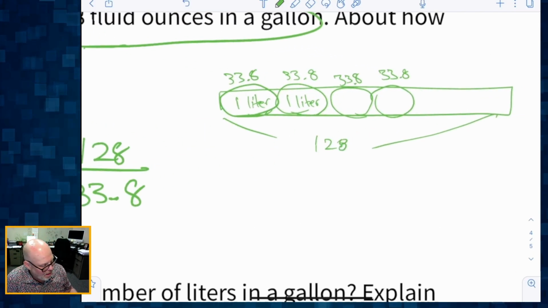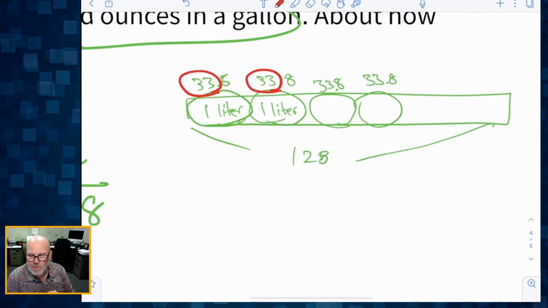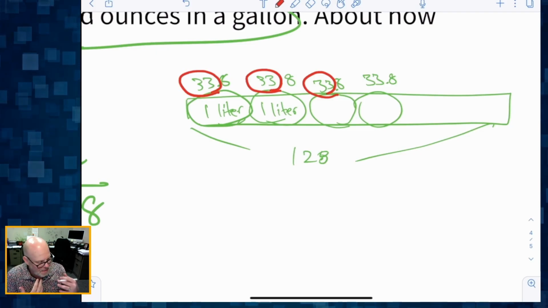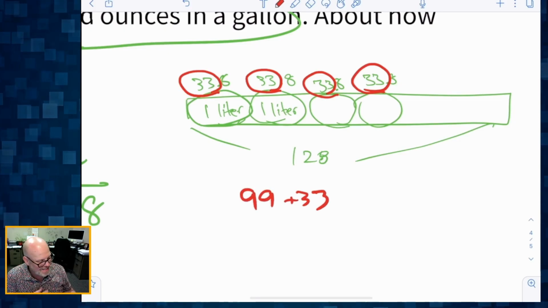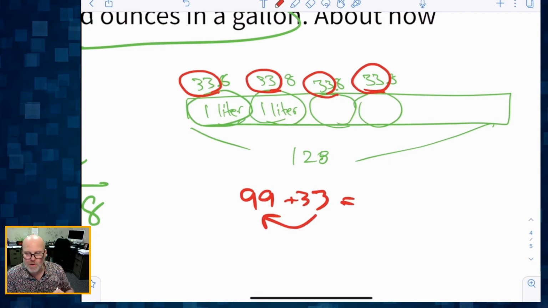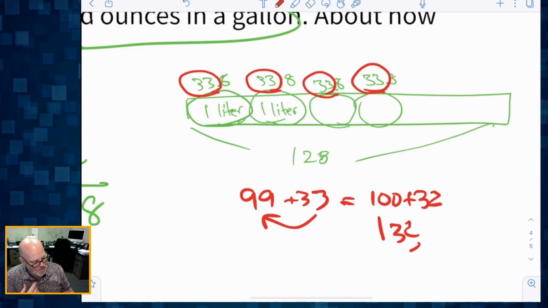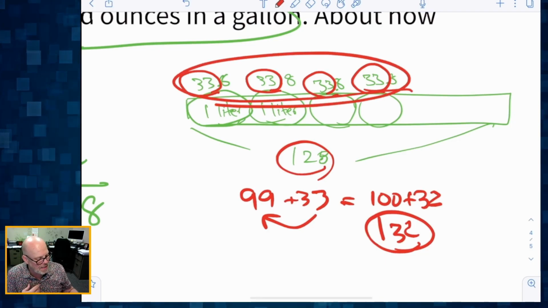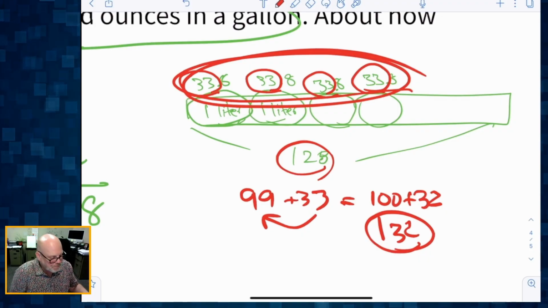How did we know that? All we needed to do is think about addition. 33 plus another 33 is 66, plus another 33 is 99, plus another 33. 99 plus 33, that's easy. That's 100 plus 33, but really you move one over. So it's really 100 plus 32, which is 132. And that's pretty darn close to 128. So we knew without any calculation, without any calculator, that the answer was about 4.